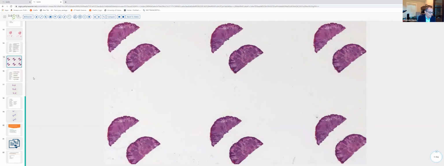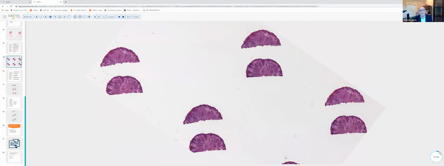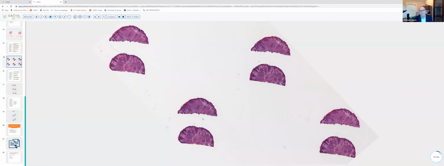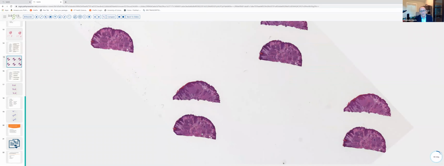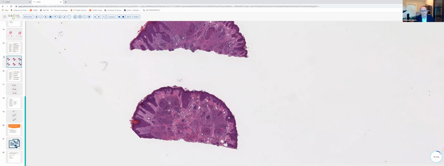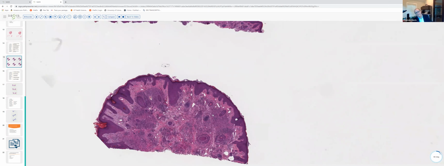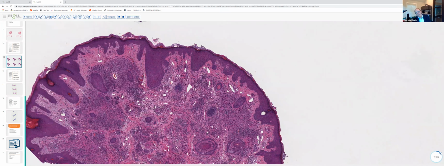Okay, case number 8. And this was an interesting lesion. We have a shave biopsy here, a bisected shave biopsy. I think we'll focus on this top piece. Well, actually, let's look at the bottom piece first. These sections were cut a little thick, and the slide was darkly stained, and I apologize for that. But that's sometimes what we have to deal with.